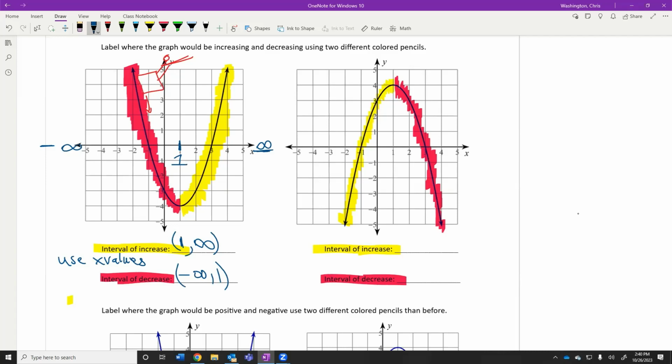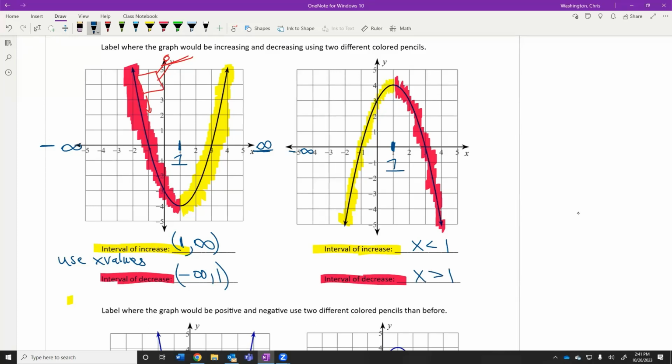So in this case, our interval of increase would be x is less than 1 if we want to use inequality notation. So we have negative infinity to 1, and we can use inequality notation as well to represent that interval. So all of the numbers less than 1. And what about our interval of decrease? It would be all of the numbers greater than 1.